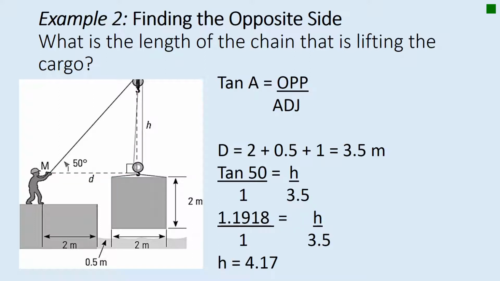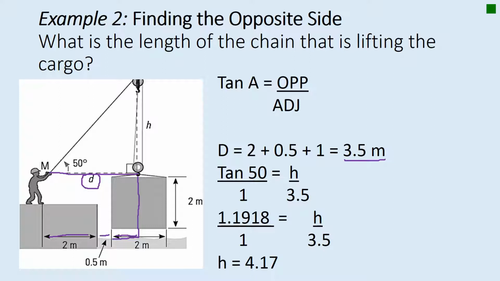Okay, so we have tan is equal to opposite over adjacent. Now, my D here, I've added up 2 plus 0.5 plus 1. The reason I added up 1 is this pulley system always holds right in the center. So half of this 2 is 1. So that is the long D side here. We add all those numbers up and you get 3.5 meters. If that doesn't make sense, ask Sarah or I.